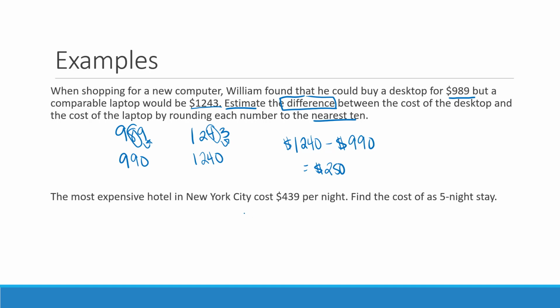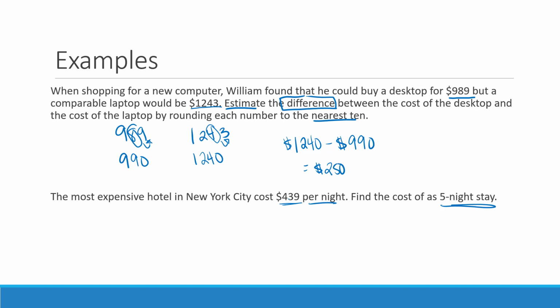It says the most expensive hotel in New York costs $439 per night. Would not be a hotel where I would be staying. It says find the cost of a 5-night stay. So this one really doesn't have a keyword, but you have options here. You're going to do either addition, subtraction, multiplication, or division. Those are your 4 options essentially in math, and you have to decide which one I need to go with.